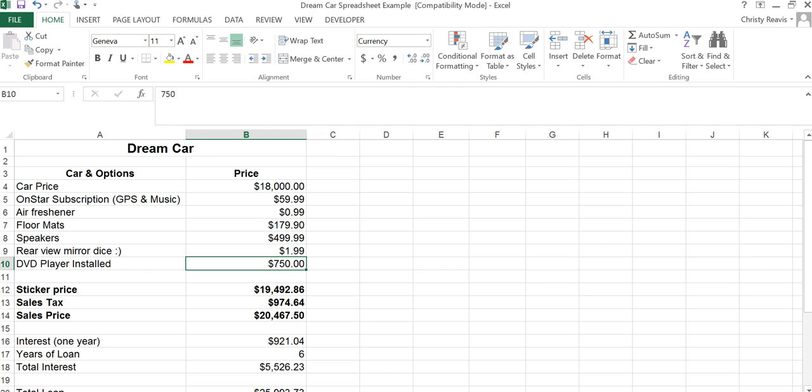Welcome to your final project in Microsoft Excel, the Dream Car Spreadsheet. Now, if you see in front of me, this is the spreadsheet set up. So just to begin with, we only have two columns of data, A and B, and you are going to set your spreadsheet up this way.